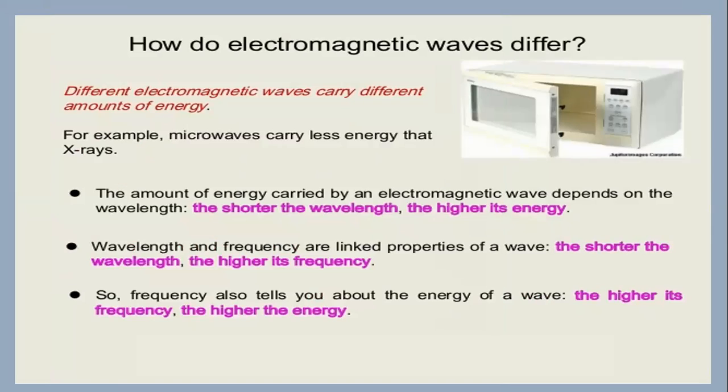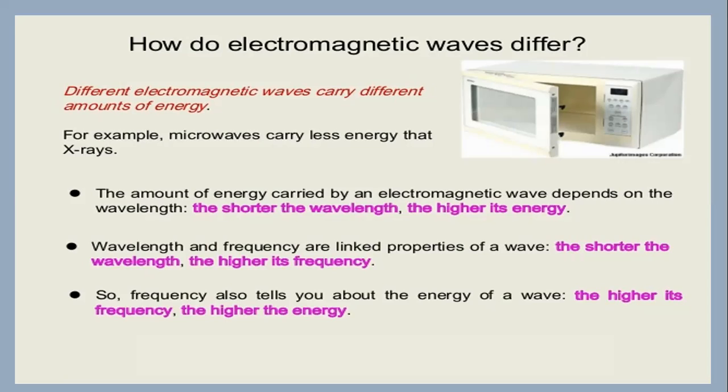How will electromagnetic waves be different? We know very well that electromagnetic waves carry different amounts of energy. This is one of the examples. We have tremendous examples of electromagnetic waves, but here we are talking about microwaves, which carry less energy as compared to X-rays. If you talk about X-rays, the energy will be different. If you talk about other examples, that will be different.